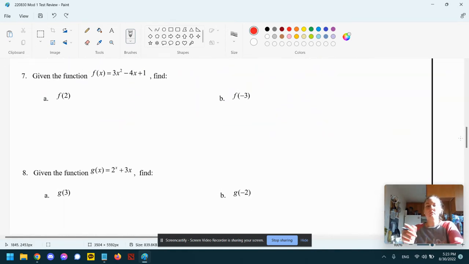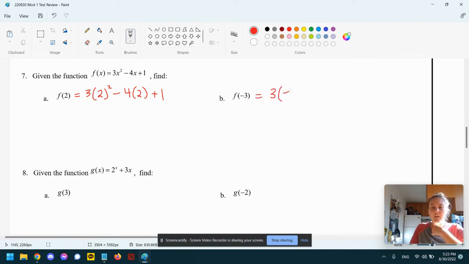All right, now we do some substitution. This is substitution where I give you a function, I tell you what I want you to plug in, and you plug it in. So if the function is 3x squared minus 4x plus 1, and I want to plug in 2, I will just rewrite it such that everywhere I see an x, I put a 2. Same thing over here. If I want to plug in negative 3, I rewrite it where every time I see an x, I put in a negative 3.